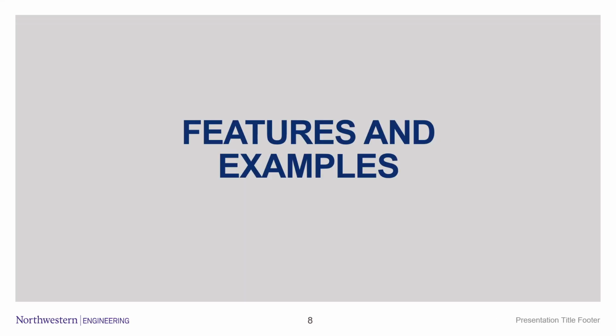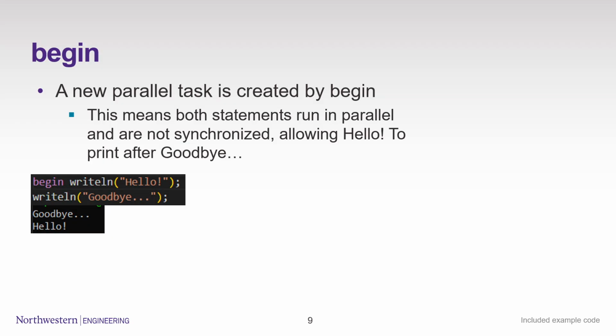For the features in this language and examples, we can first start with begin. A new parallel task is created by begin. So for the code below, there's begin writeln hello and writeln goodbye. That means there are two tasks going on in parallel, which are not synchronized, allowing hello to print after goodbye, even though it comes beforehand in the code.